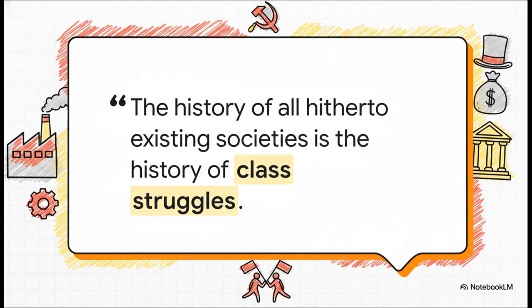Which brings us to theme number 4, class politics. This super famous quote from Marx and Engels really nails it. Socialists see class, your economic position in society, as the most important social division there is. And history, from their point of view, is basically driven by the conflict between the owners, the people who own the factories and the land, and the workers, who have nothing to sell but their own ability to work.